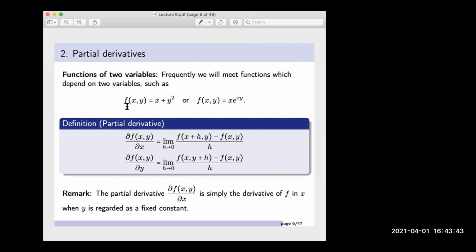So if you have a function of two variables, x and y, there are two partial derivatives. You can take the derivative in x and you can take the derivative in y. You have two partial derivatives. The partial derivative in x is simply the derivative of the function in the x variable, when y is regarded as a fixed constant.